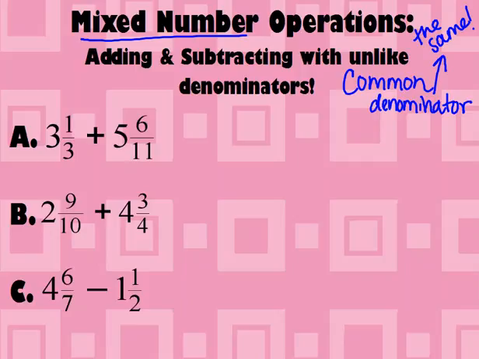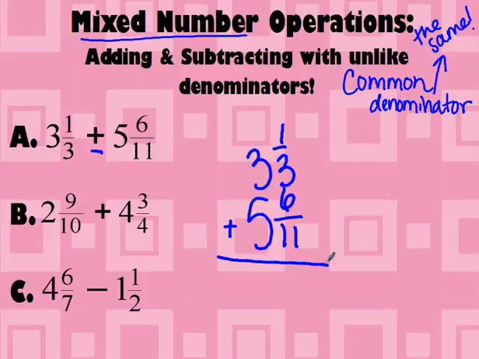So we're going to start with 3 1/3, and this one specifically is adding 5 6/11. Okay, 3 1/3 plus 5 6/11. So at this point, we do not have common denominators. We have a 3 and we have an 11, and those are not the same. So what I need to do is make them the same, and that means I need to find a common multiple.